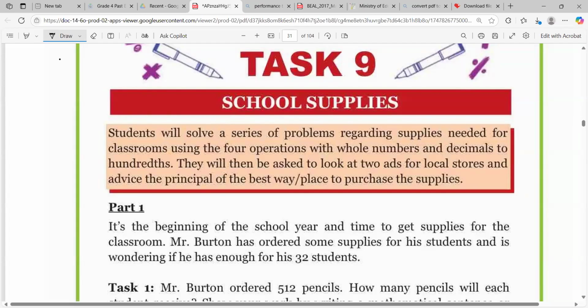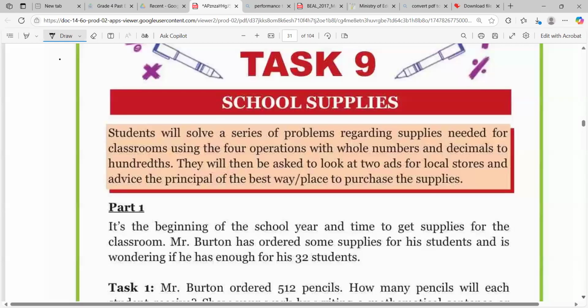Part 1. It's the beginning of the school year and the time to get supplies for the classroom. Mr. Burton has ordered some supplies for his students and is wondering if he has enough for his 32 students.